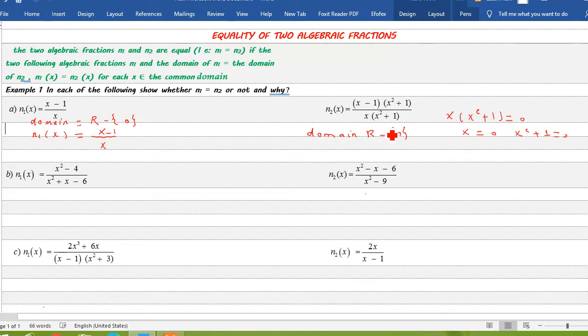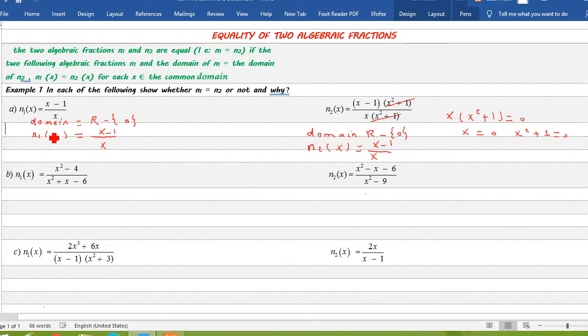Make the simplest form. Then n2 of x: cancel x power 2 plus 1 with x power 2 plus 1. The reduced simplest form equals x minus 1 over x.